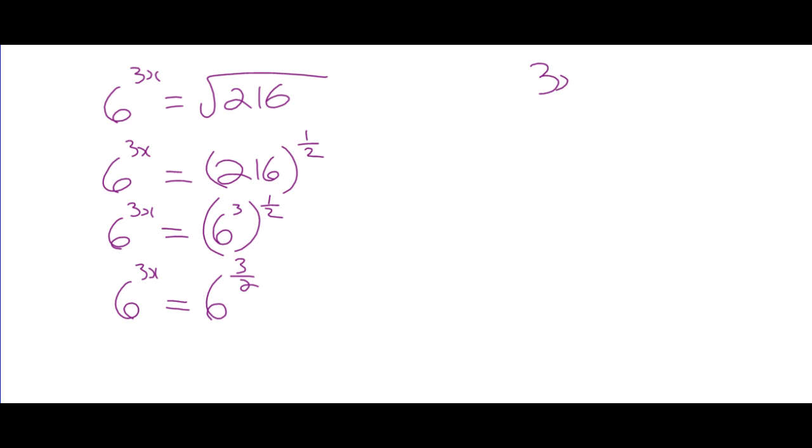Get a common base. We have a common base. So now what do we do? Take the 6's out, right? 3x is equal to 3/2. 3 over 2.